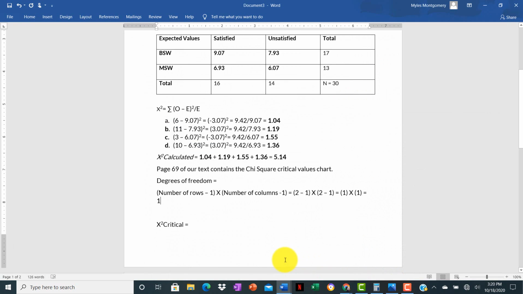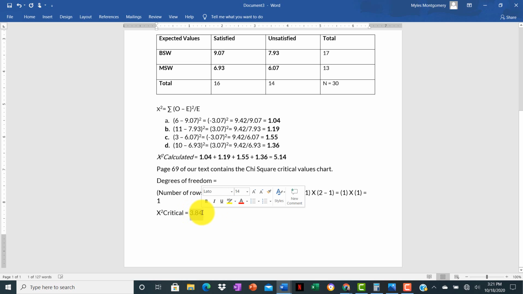Let me go back to my paper now. The critical value for this, I'm going to give myself a little bit of space here. Critical value is going to be 3.84. Now here's my question. I'm going to highlight or boldface this so it stands out. Our calculated value is 5.14. Our critical value is 3.84.